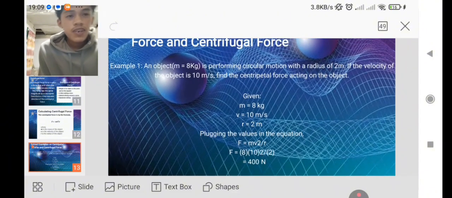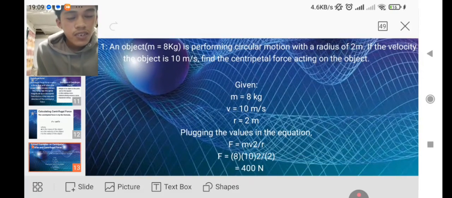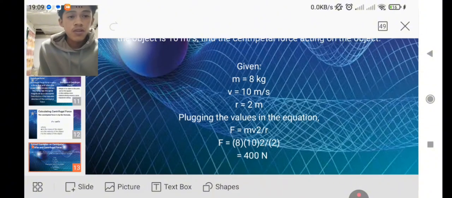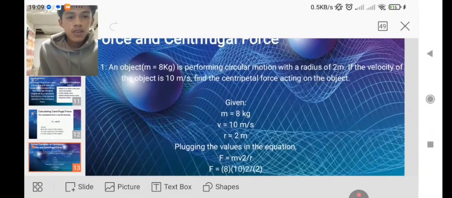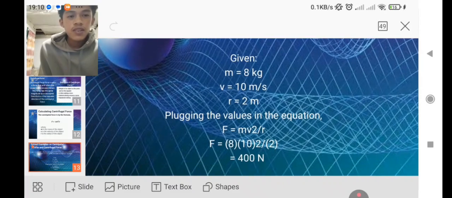So ang formula sa centripetal is force equals mass times velocity squared over radius. Ibutang nato ang mass, 8 kilograms, times velocity 10 squared over radius 2. 10 times 10 is 100, times 8 is 800, divided by 2 is 400.